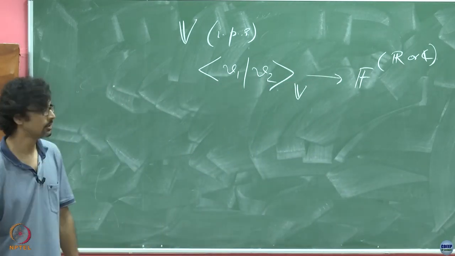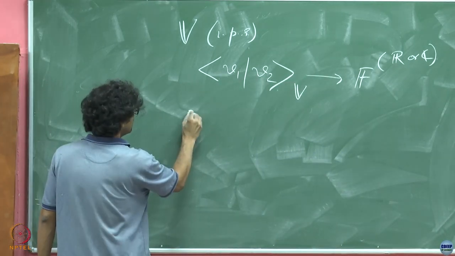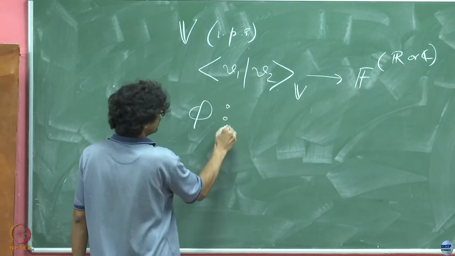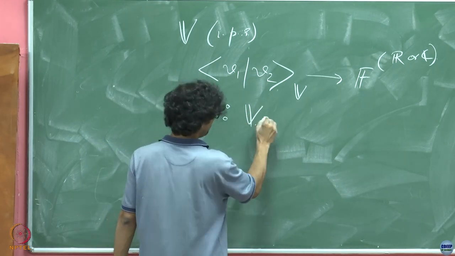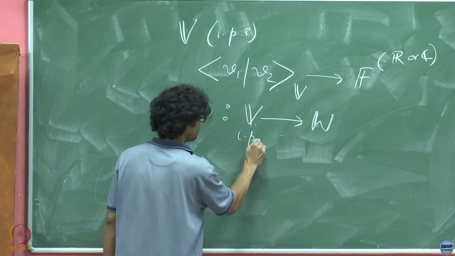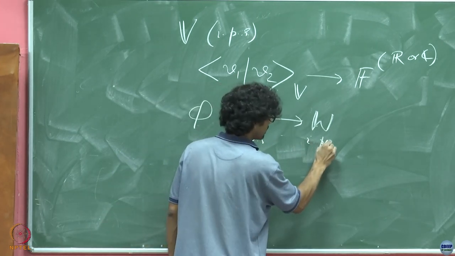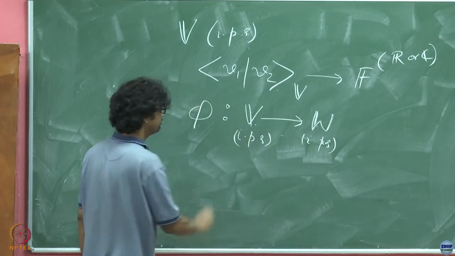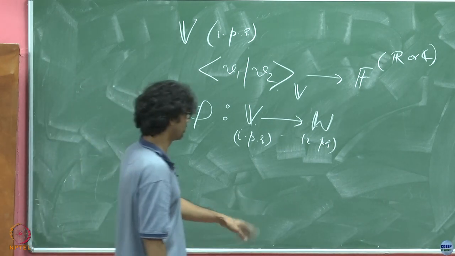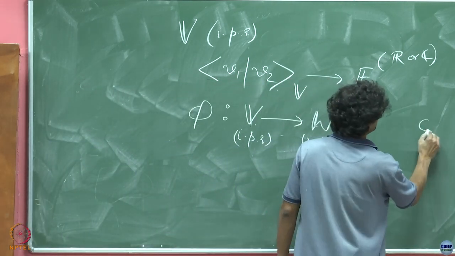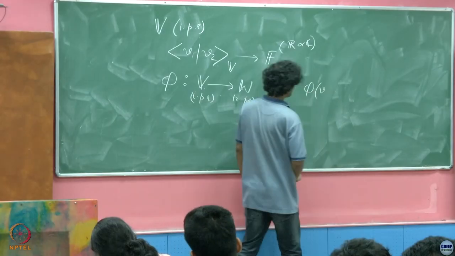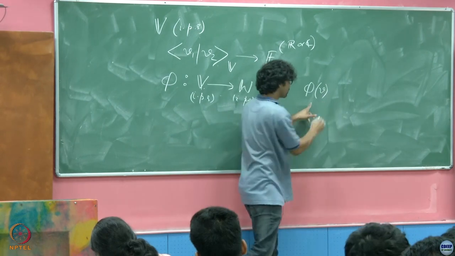Now suppose, without loss of generality, you have this linear transformation phi, which is a mapping from one inner product space V to another inner product space W. So this is an inner product space, this is another inner product space, right? So here's what we say about this. Suppose you let phi act on an object v inside V. So now this belongs to W.